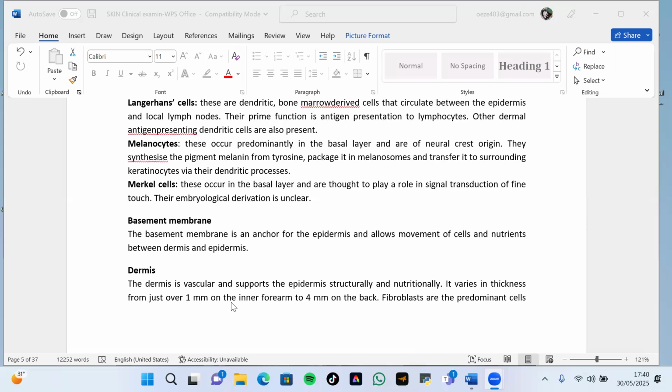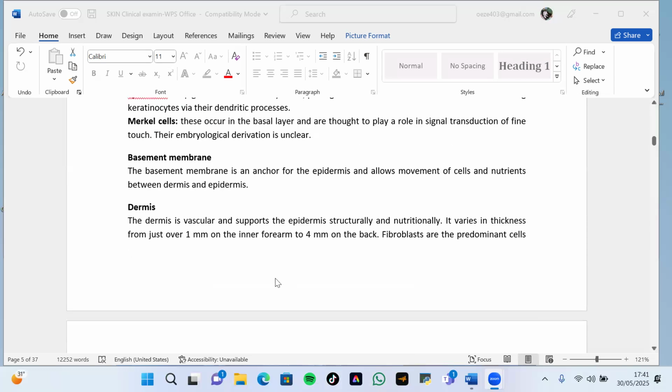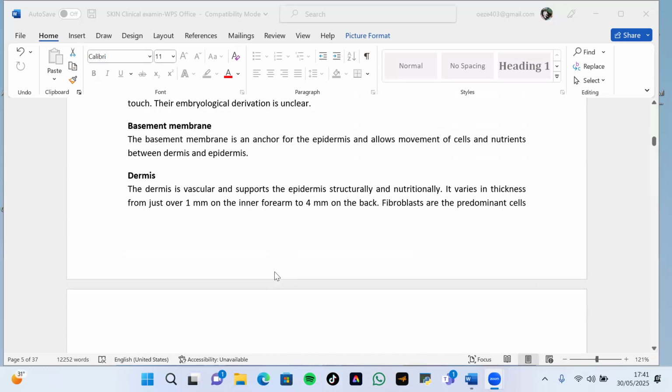So its function is provision of nutrients between the dermis and epidermis. Another layer of the skin is the dermis. The dermis is a vascular layer of the skin, and it supports the epidermis, both structure and nutrition. So it provides nutrients and also strength to the epidermis. That's another function of the dermis. It provides both structure and also nutrients.